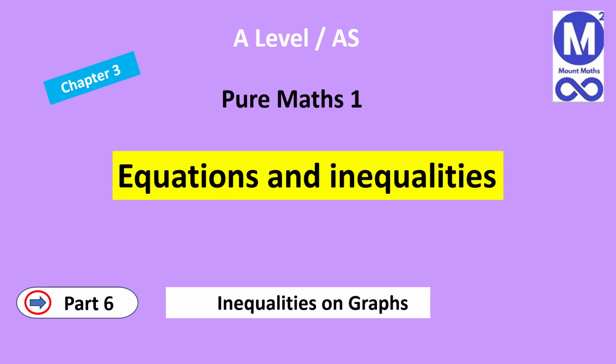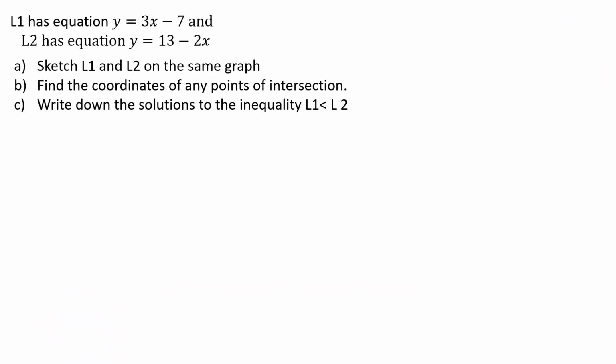In this video, we are looking at chapter 3, part 6, inequalities on graph. L1 has equation y equals 3x minus 7 and L2 has equation y equals 13 minus 2x. Both L1 and L2 are straight line graphs. So first question, sketch L1 and L2 on the same graph.